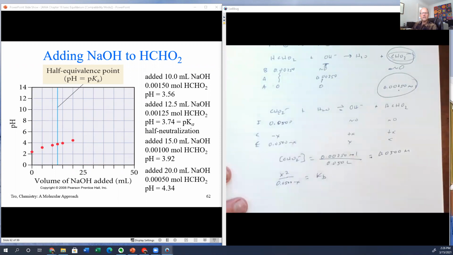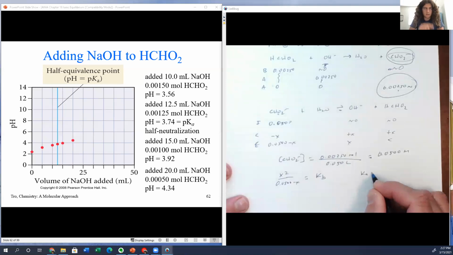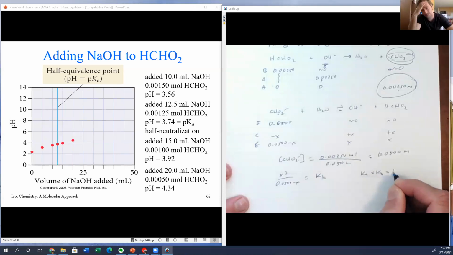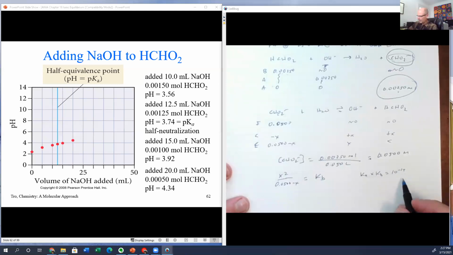But you will not be given Kb for the base. What will you usually be given? You'll usually be given Ka for the acid, right? So how do you get Kb? Kw divided by Ka. Correct. Ka times Kb is equal to 10 to the minus 14.